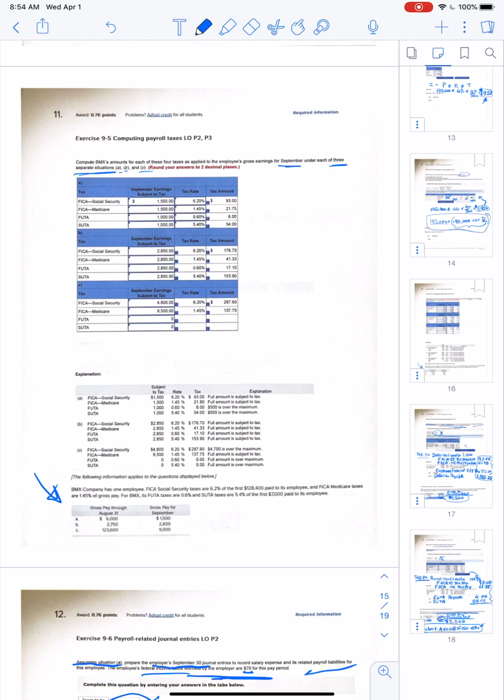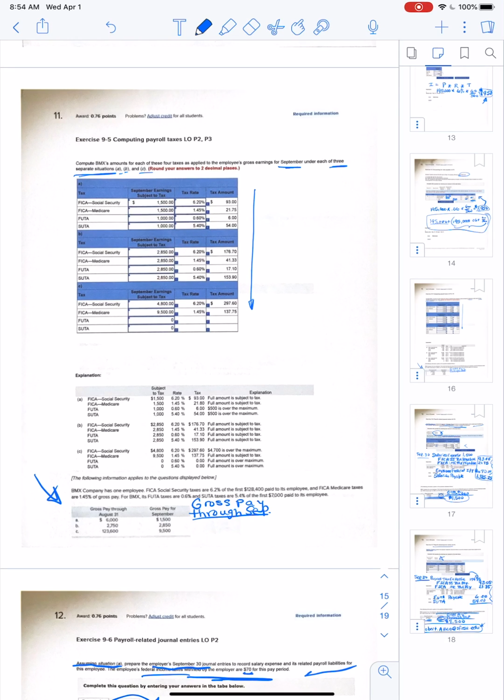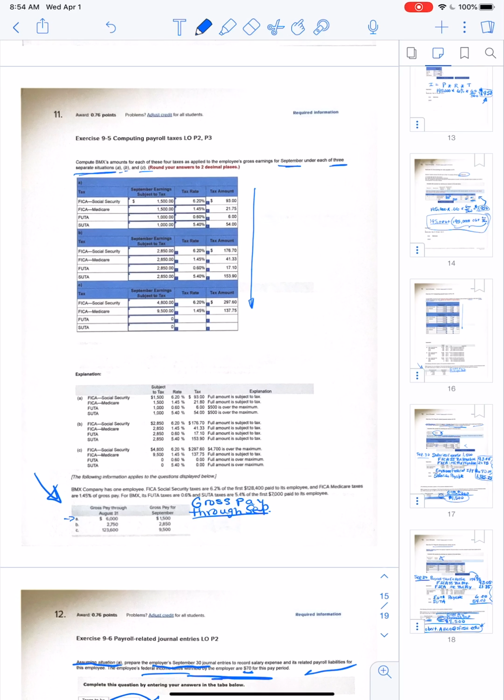Now the first thing I'm going to suggest that you do is to create a new column over here to the right called gross pay through September. If you do this, it's going to help us out as we build down through these tables and figure out where exactly these numbers come from. I'm going to be off about a line or two because of the way the writing is lining up. But all we're doing here is, for letter A, taking the sum of the gross pay through August plus the gross pay for September, and that'll give us the gross pay through September.